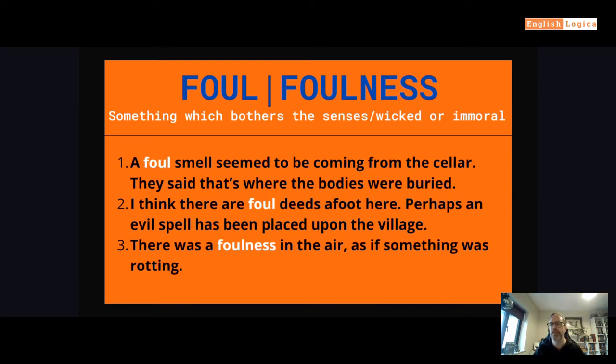Example 3, there was a foulness in the air, as if something was rotting. Maybe again, either archaic usage or maybe a literary usage. Someone might write that rather than say it. You won't hear foulness being spoken very much.